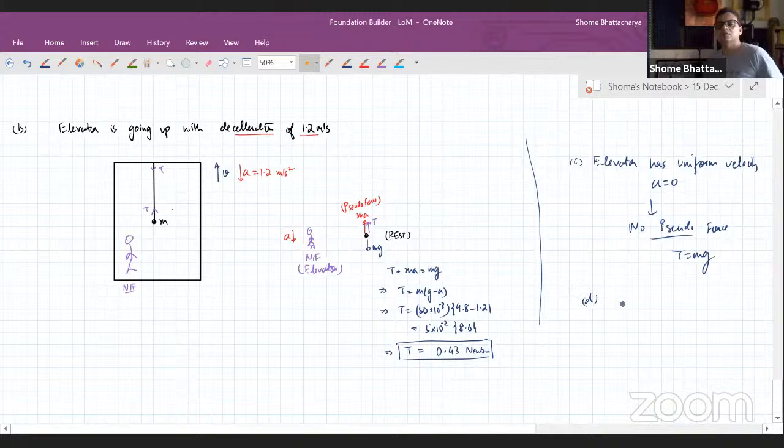And likewise, you can work out the D and E part yourself by taking the correct direction of pseudo force according to the correct direction of acceleration. Okay, so hope this is clear. Now, any other question before 19th question? Seventeenth and 16th. Okay, we'll discuss.